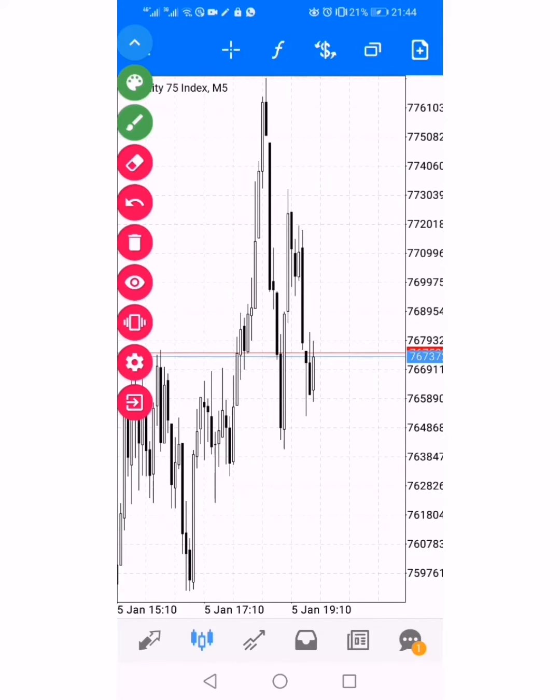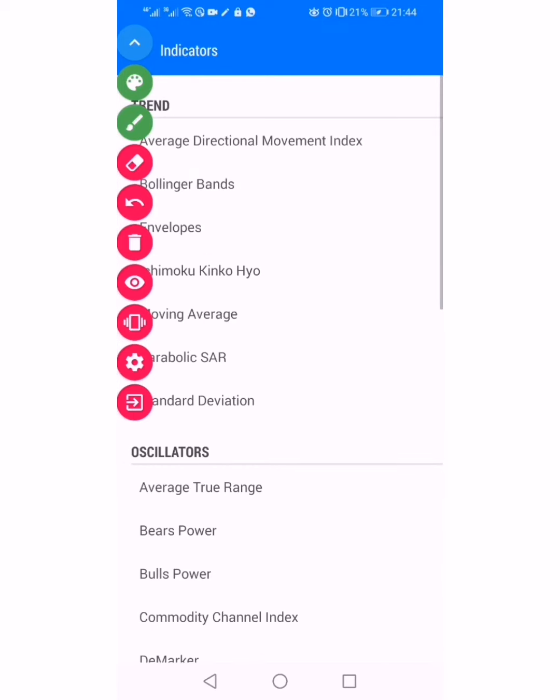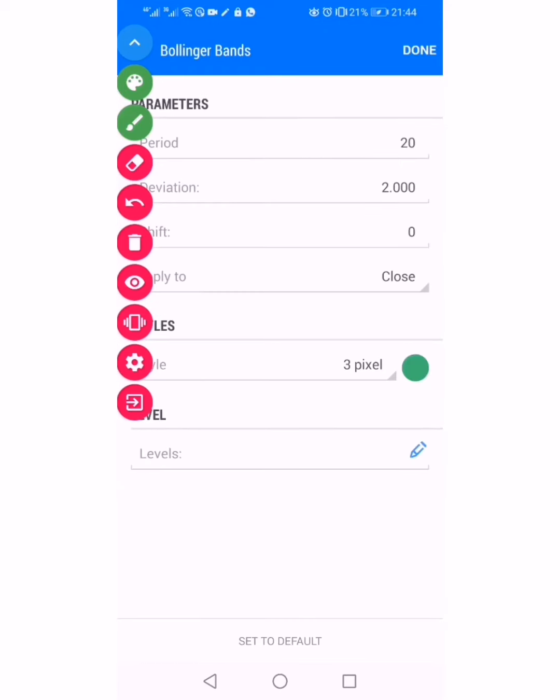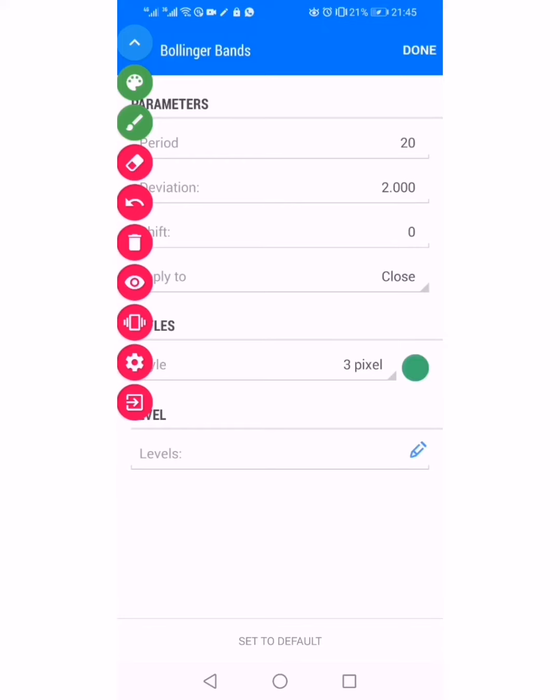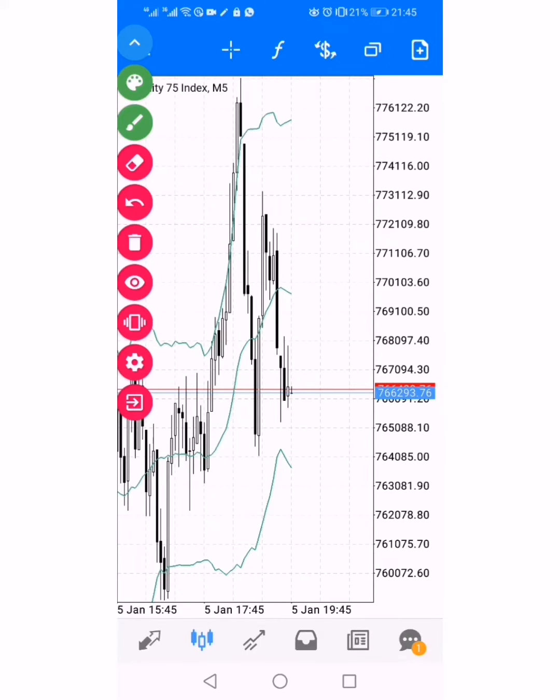We need two indicators in order for us to successfully apply the scalping strategy. So you're going to go to your indicators on your phone. The first one we are going to add is your Bollinger Band. Make sure that the parameters are like this, okay? Make sure that the period is 20 and the deviation is 2.000 and the shift is 0, and make sure that you apply it to your close. This is really your own preference, which color you want it, and the pixel. Okay, so that's the first indicator we are going to add.